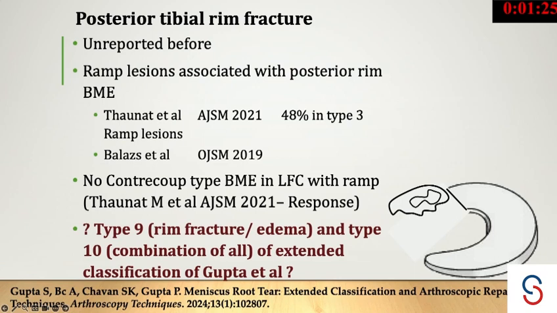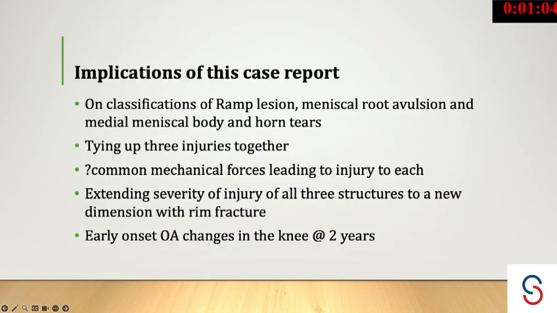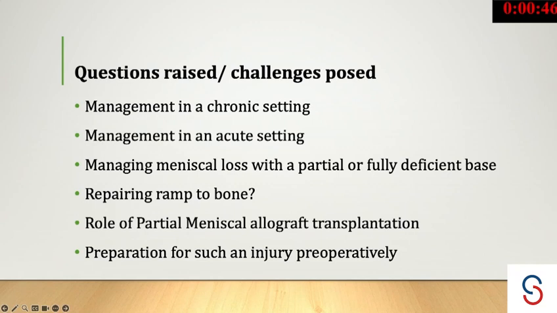Nevertheless, it would appear that the injury is still unclassified and would perhaps fit into a new type 9 for isolated rim fracture, and type 10 for a combination of injuries, the triad. We have written about this to the Arthroscopy journal in a letter to the editor, which has been accepted and hopefully will be published soon. So our case has implications in the classification of ramp, meniscal root, and meniscal tear types. It adds a new dimension to these injuries, ties them together, and extends the severity of injury of these structures to a new level. And it raises a lot of questions in managing such injuries. Multiple challenges.